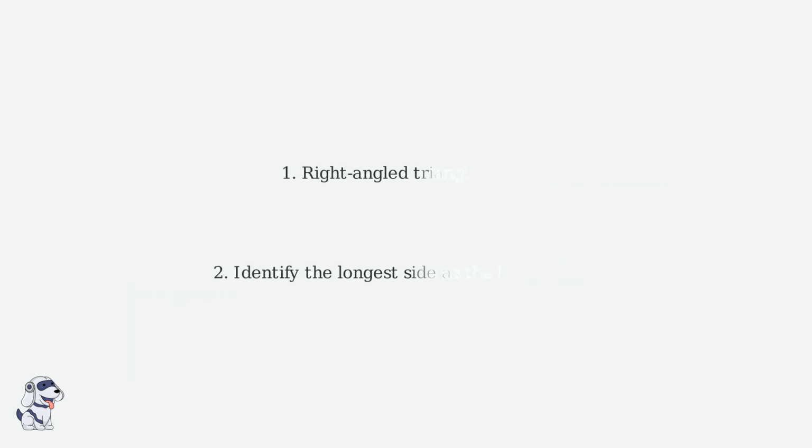Remember the golden rules. The theorem applies only to right-angled triangles, and always identify the hypotenuse as the longest side opposite the right angle.